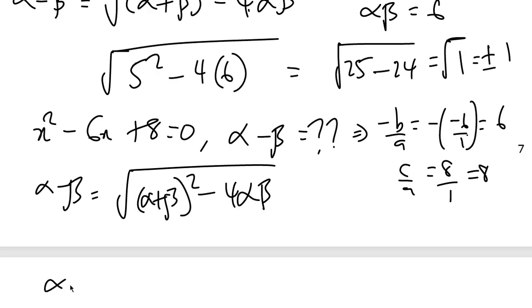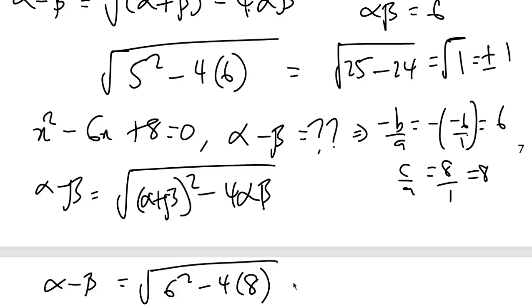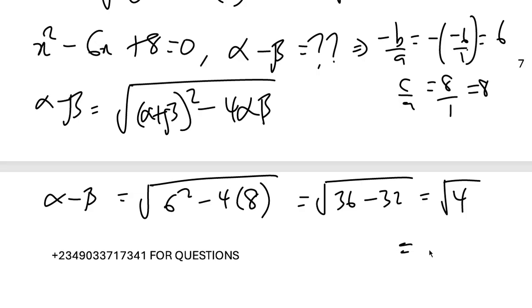So that will be alpha minus beta is equal to the square root of alpha plus beta, which is 6, right? So that will be 6 squared minus 4 into alpha beta, which is 8. So that will be the square root of 36 minus 4 times 8, which is 32. That will be the square root of 36 minus 32, which is 4. And what's the square root of 4? Plus or minus 2.